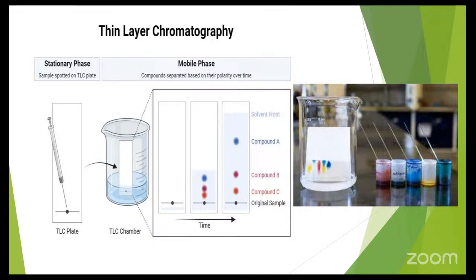In this technique, a cleaned up extract is spotted along with a standard pesticide on a thin layer of adsorbent material like silica gel or aluminum coated on a glass plate, and the separation is achieved by ascending development with a mixture of solvents. This is followed by visualization, either by spraying a chromogenic reagent or exposure to UV light. On the side you can also see the image from the lab.